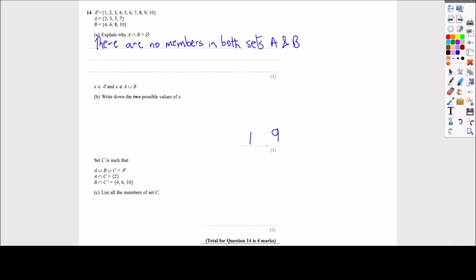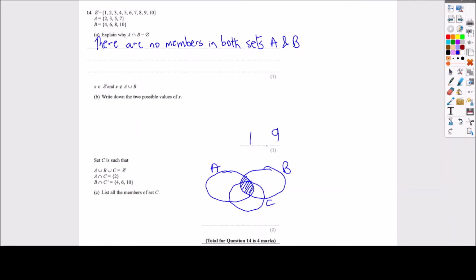Now, for part C, I think we really need to have a Venn diagram to help us gather our thoughts here. So we've got A, B, and C. Now, we know from part A that there are no members that are in both A and B. So nothing is in the A-B overlap. So I'm going to cross that bit out.